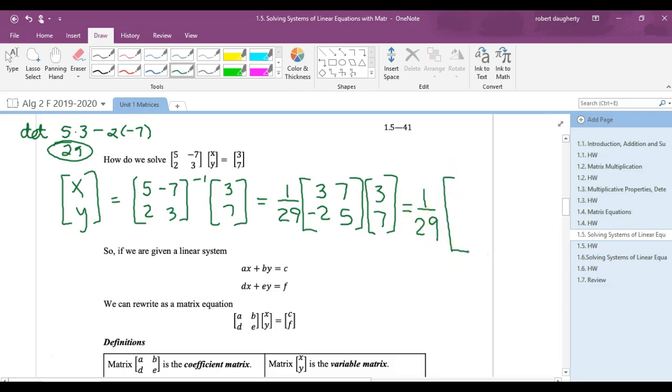And now let's multiply. What is 3 times 3? 9. What is 7 times 7? Yeah, so this is 9 plus 49. And this is negative 6 plus 30. Is that right? It should be. No. Negative 6 plus 35.